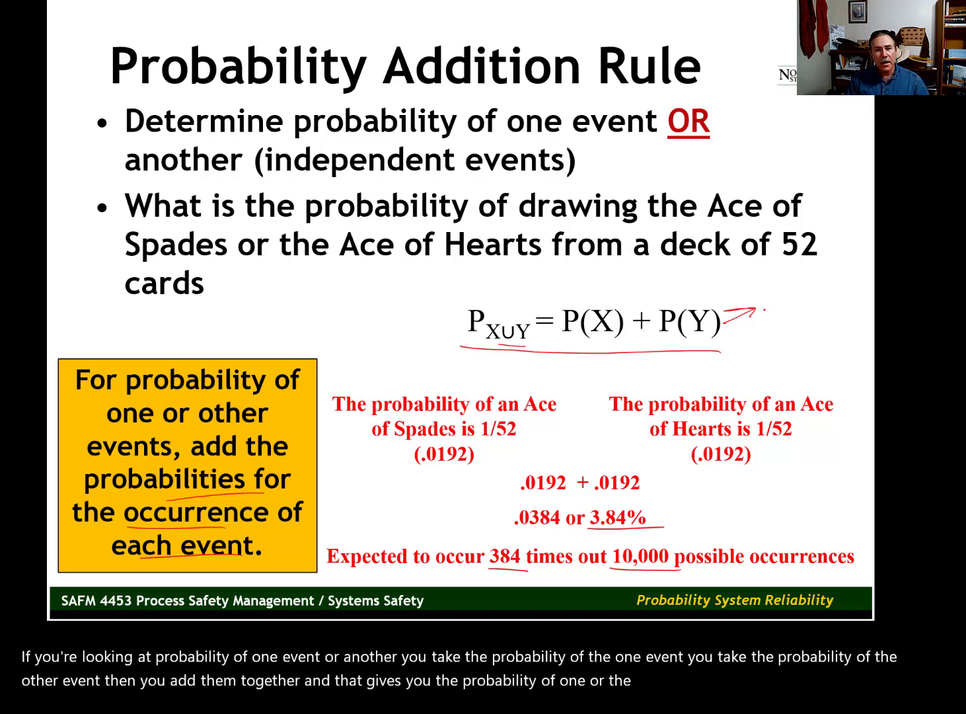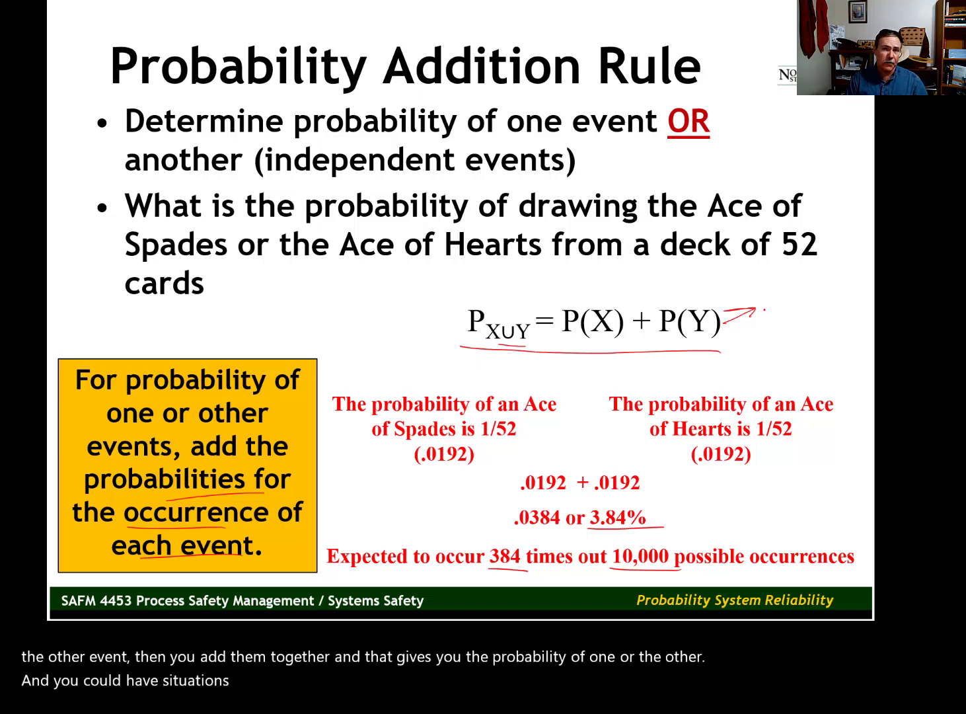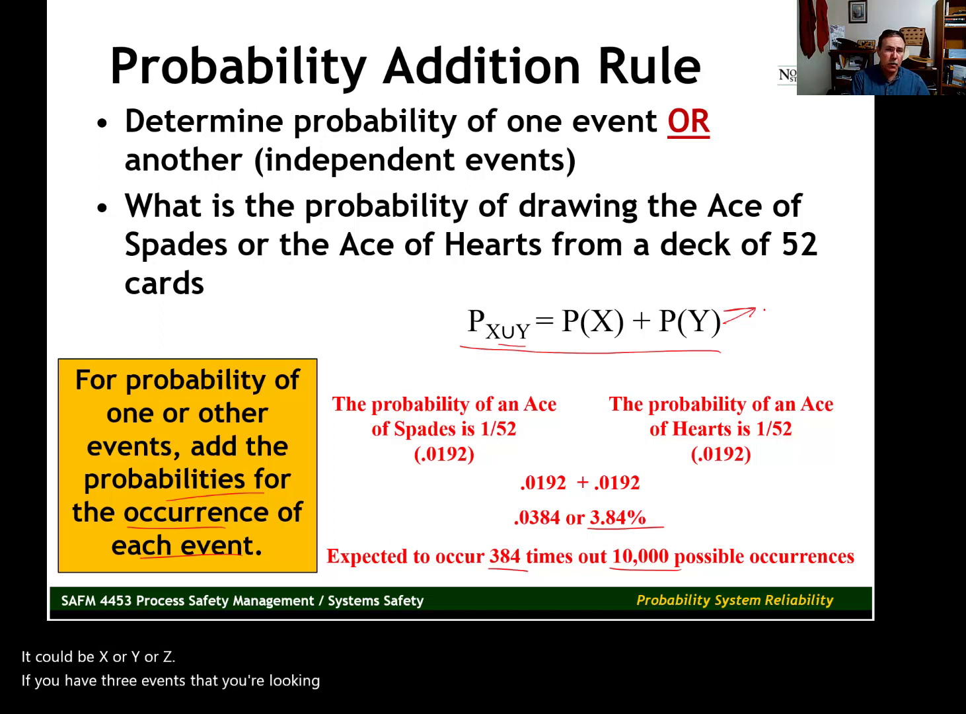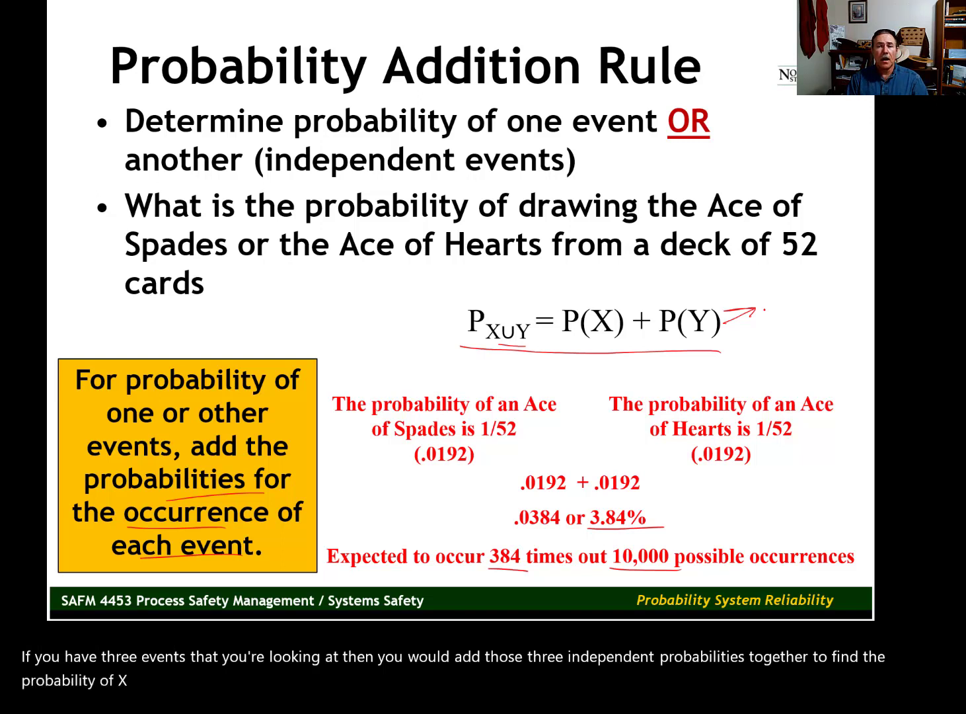And you could have situations where there's 5 or 6 different events that you're looking at. It could be X or Y or Z. If you have 3 events that you're looking at, then you would add those 3 independent probabilities together to find the probability of X or Y or Z occurring.